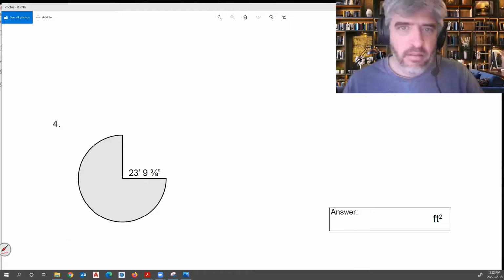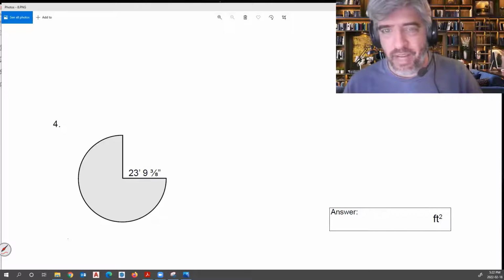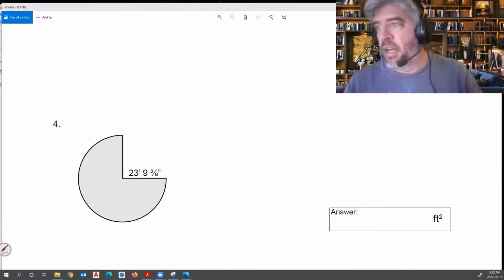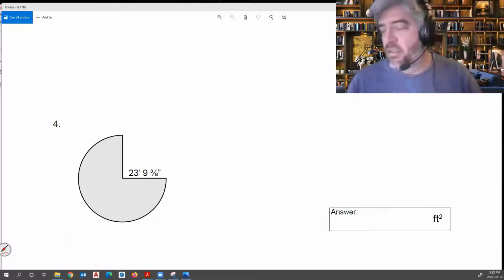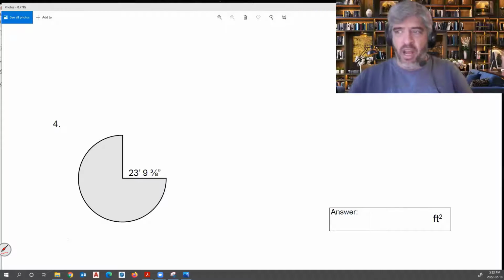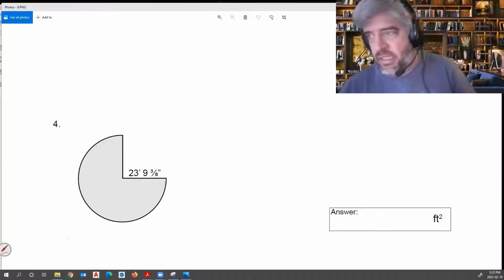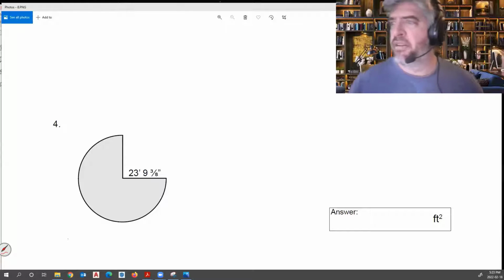Times by 3/4, times by 0.75, right? Which is 75% of the circle. Like again, there are lots of ways; I just do it times by 0.75 or times it by 3/4. Either way, okay? But we'll get to that in the end.